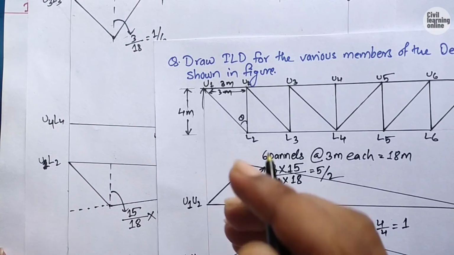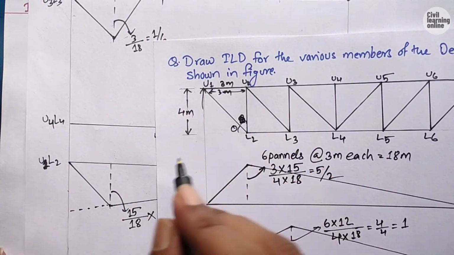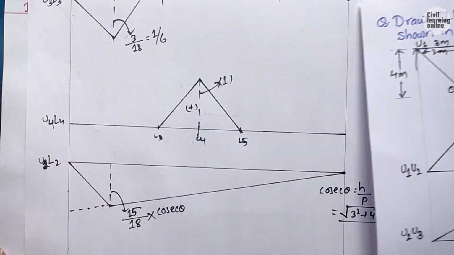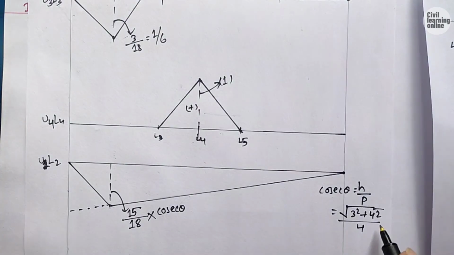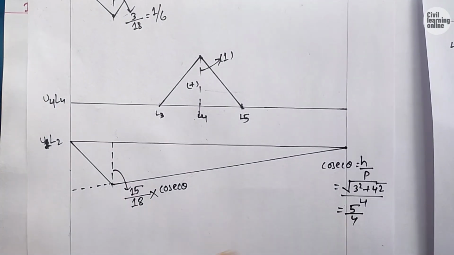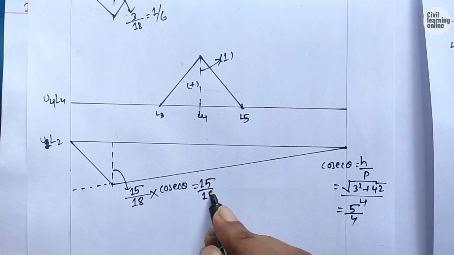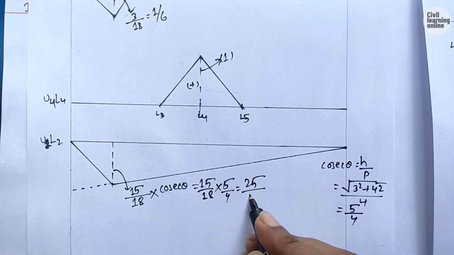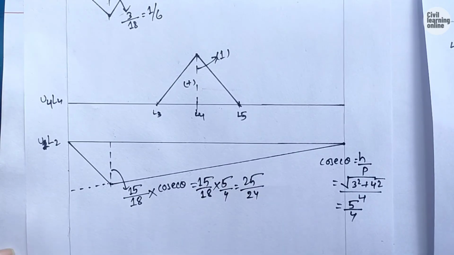Sorry, we need to take this angle theta, so our perpendicular is 4 meter and base is 3 meter. So p equals 4 meter, and solving this we get cosec theta equals 5 upon 4. And guys, multiplying 15 by 18 with 5 by 4, we get 25 by 24, and this is the height of the influence line diagram for the upper chord diagonal member U1 L2.